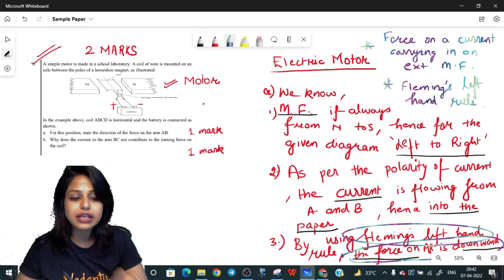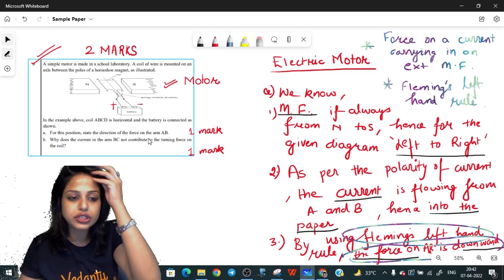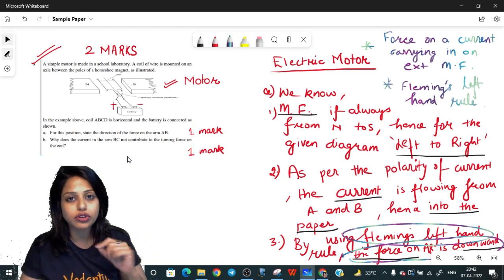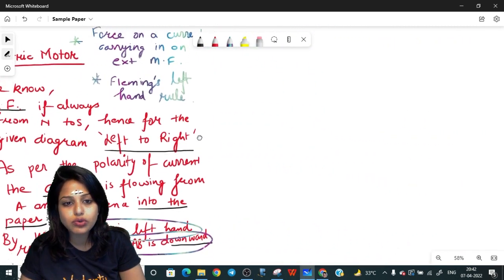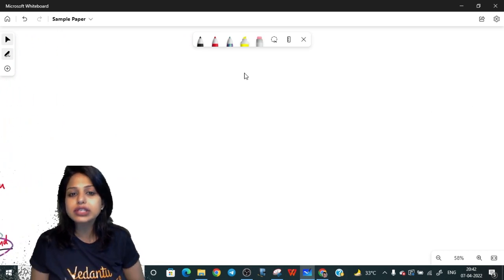The second question out here is a very cool question because this is about you to think. What is the question asking you? Before we go to that question, I'll just read it first. Why does the current in arm BC not contribute to the turning force on the coil? Let me take you to another sheet here.